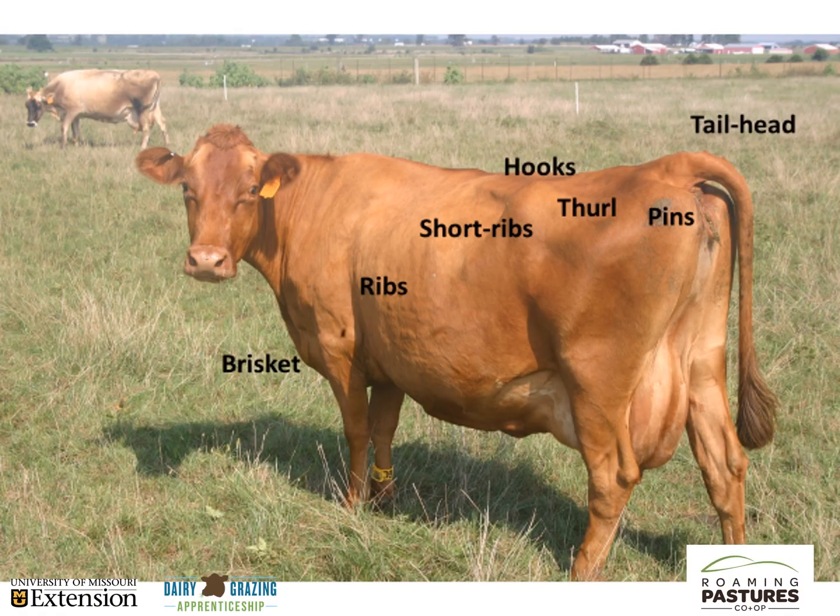Again, just another picture to show a different cow, different angle, these sort of things, with the tail head, pins, hooks, thurl, short ribs, ribs. And the one thing that we didn't discuss on the video or the other slide is the brisket showing up in the front of the cow.